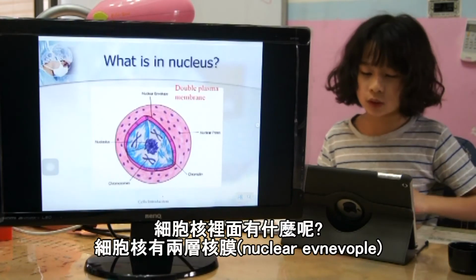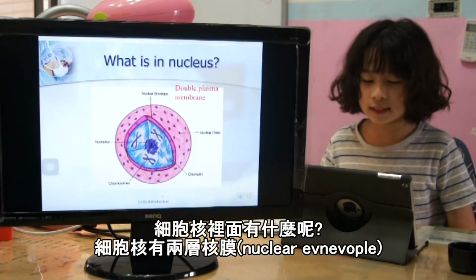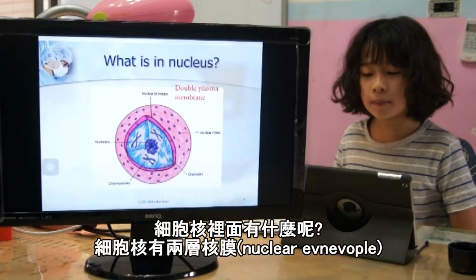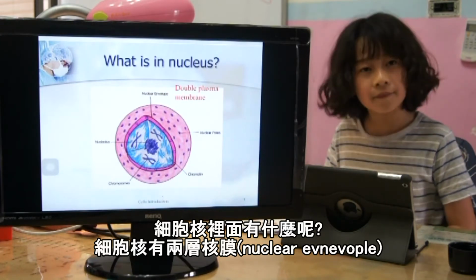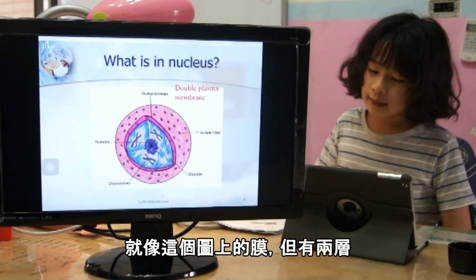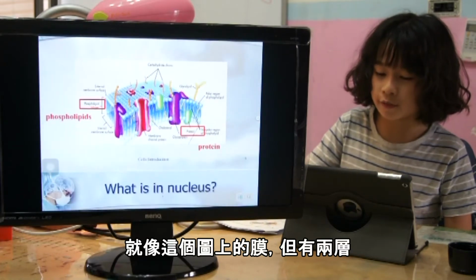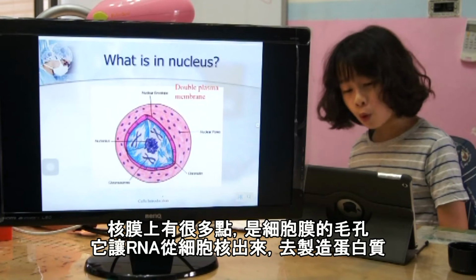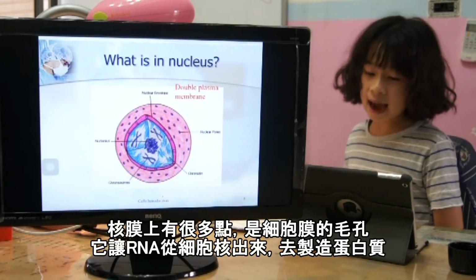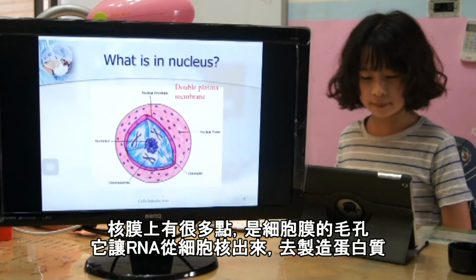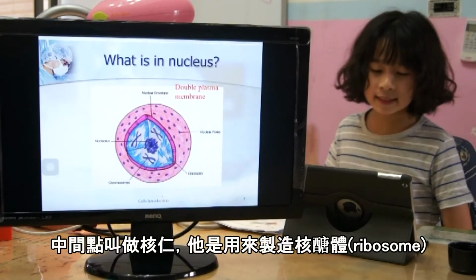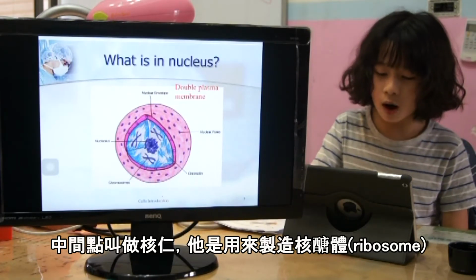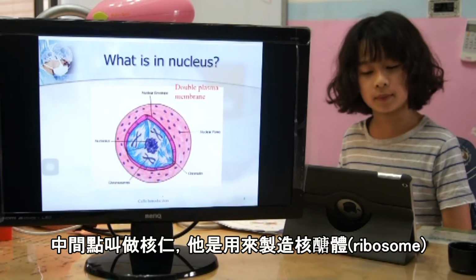What is the nucleus? Well, the nucleus has a double plasma membrane. That's the nuclear envelope. Both have two layers of this. And you can see these small dots are nuclear pores, which allow a lot of RNA to get out. We know we make protein. And now we can see this. This is a nucleolus, which makes ribosomes.